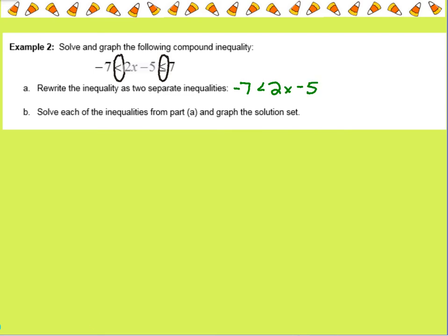Our key word here is AND. Please be sure to use that word. Over here on the right, take that stuff in the middle, 2x minus 5, and attach it to the inequality on the right. Let's rewrite the two of them and solve. So, to get x alone, I'm going to add 5 to both sides.